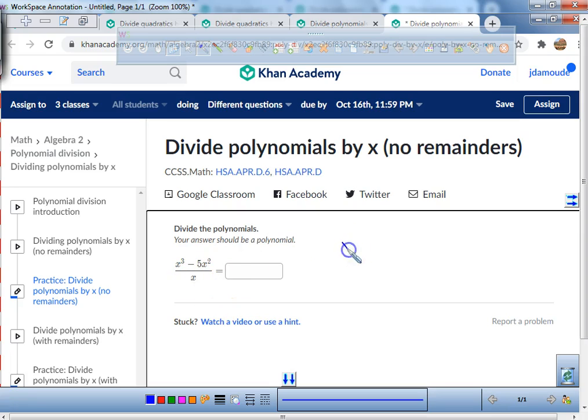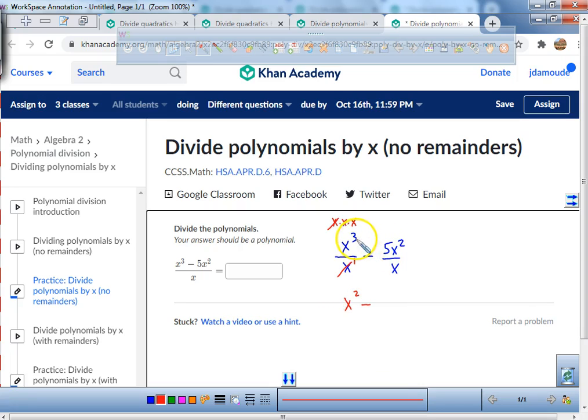Here's what I want you to do. I want you to write x cubed over x minus 5x squared over x. Now, if you've forgotten your quotient rule for exponents, even though you can't see it, that's a 1 there. So what does x cubed actually mean? It means x times x times x, and if you're dividing it by an x, one of those gets canceled out, and you're left with an x squared.